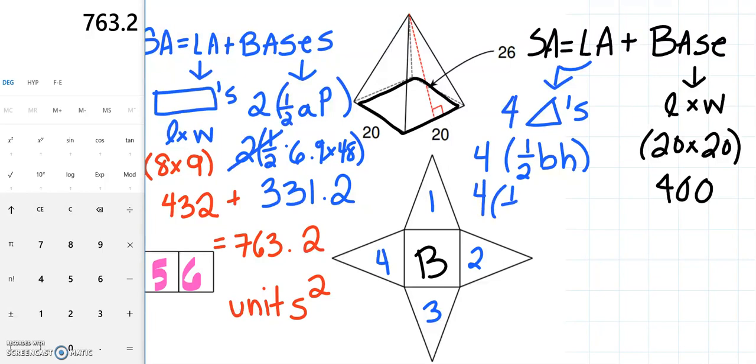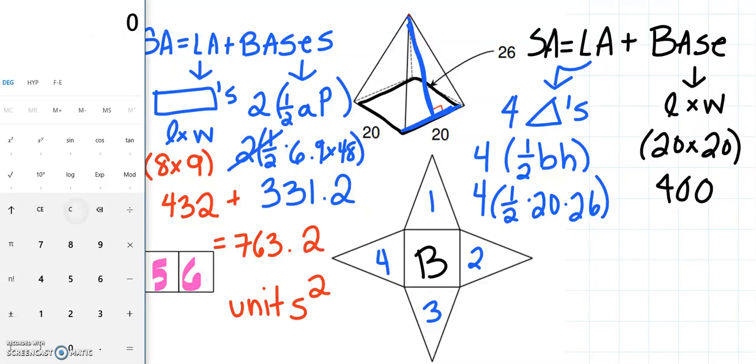Now I'm going to plug in my base for my triangular face. That's this 20. The height of just the triangle, this right here, is one of those slanted heights that we had talked about before, which is exactly what I need to find the area of the triangle. And that's going to be 26. So I'm going to be doing 1/2 times 20 times 26 times 4.